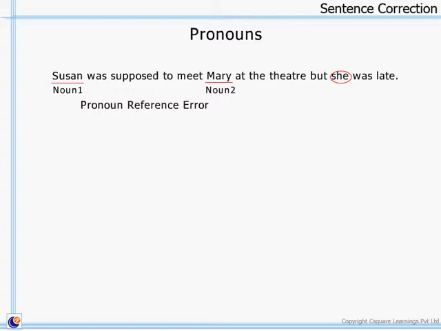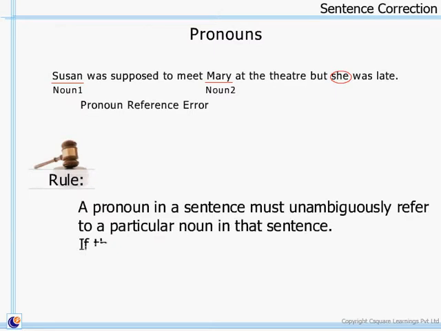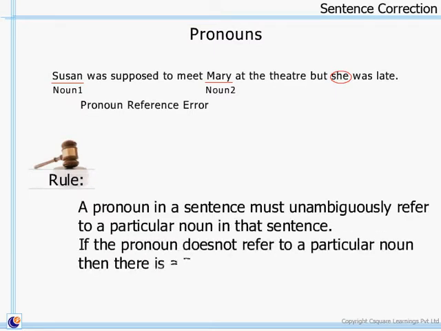So this gives our first rule. Please make a note of it. A pronoun in a sentence must unambiguously refer to a particular noun in that sentence. If the pronoun does not refer to a particular noun, then there is a pronoun reference error or a PRE.